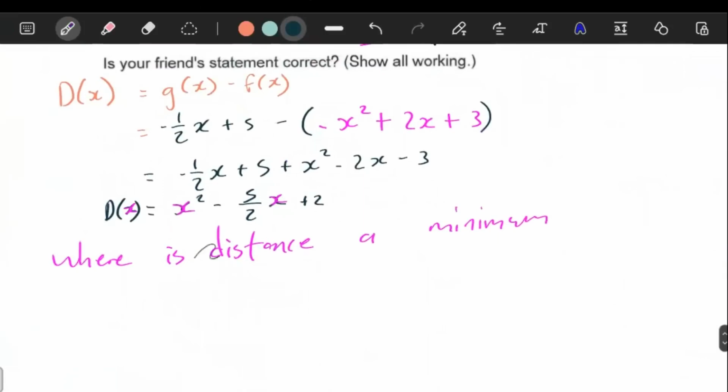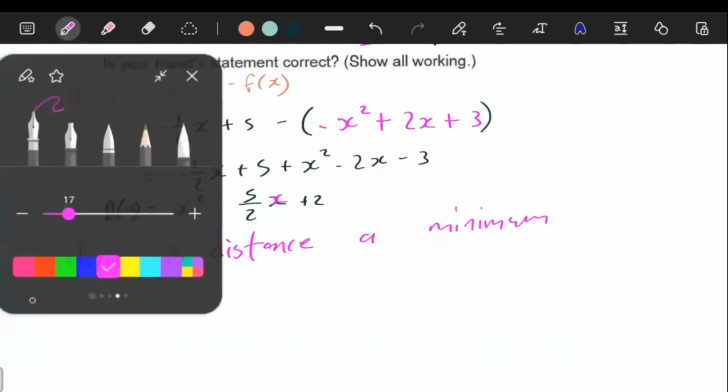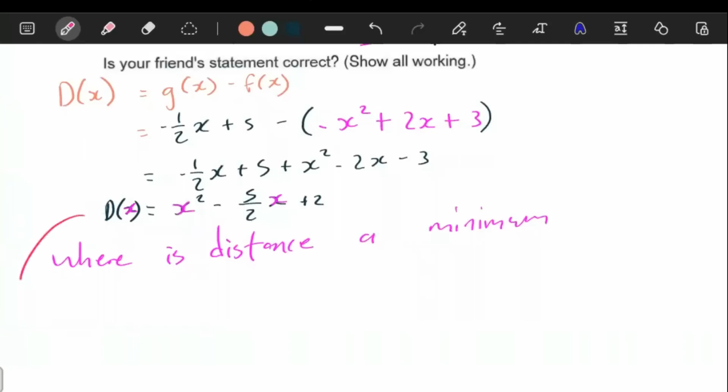For you to find out where the distance is a minimum, we have to get the x value where the distance is a minimum. To get that x value, we're going to have to use the first derivative and make it equal to 0, because whenever you need to get the minimum or the maximum of something, you differentiate it and make it equal to 0. So let's do that. This is going to be 2x minus 5/2. 1 times this is going to be that, and then this falls away. Make this equal to 0.